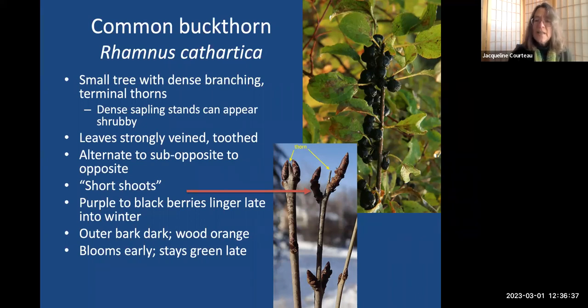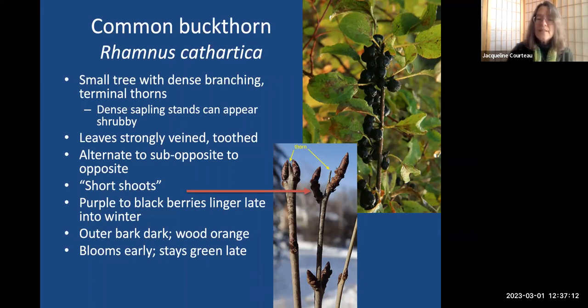Outer bark is really dark and can get kind of scaly. I didn't show pictures of the bark, but I'm sure many of you are familiar. But if you cut a buckthorn, the inner wood is often orange and the roots can be quite orange. So that's pretty distinctive. And like honeysuckle, it tends to bloom pretty early. It actually has green flowers and it stays green late. So it's another thing that hangs onto those leaves late into the fall.